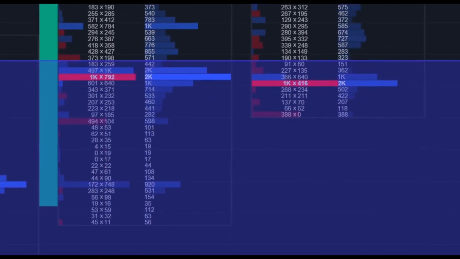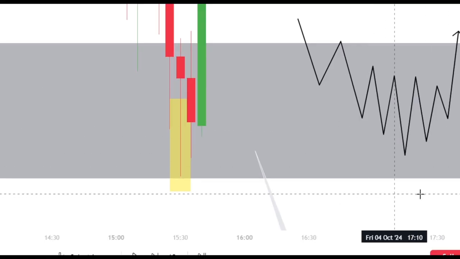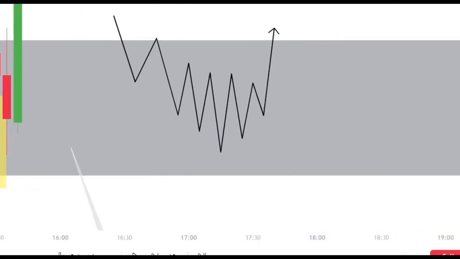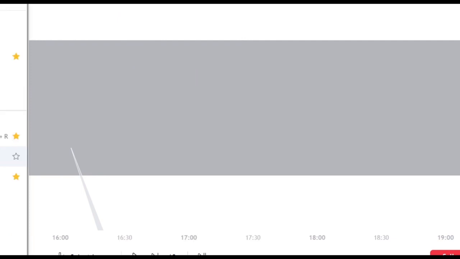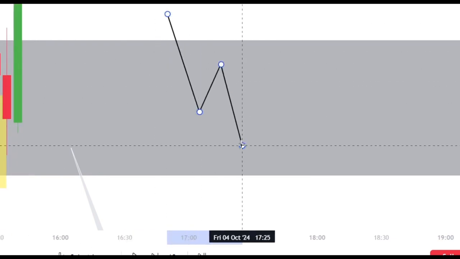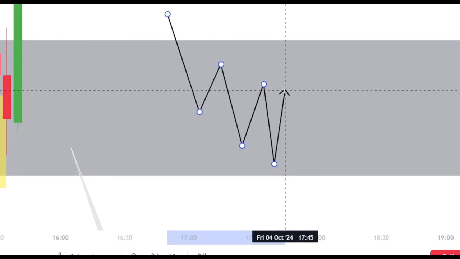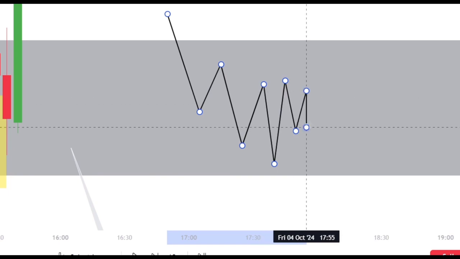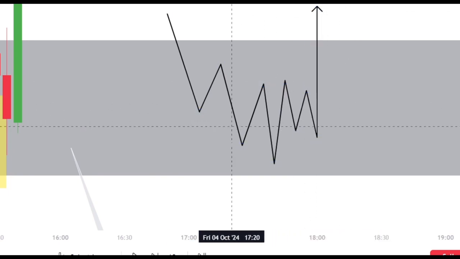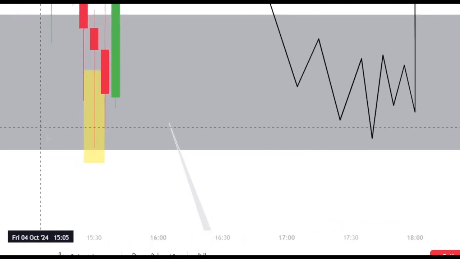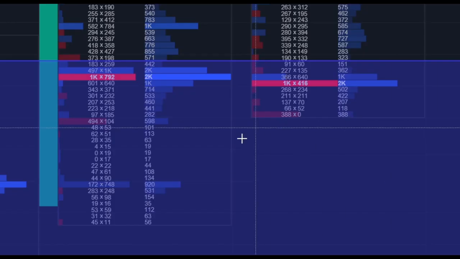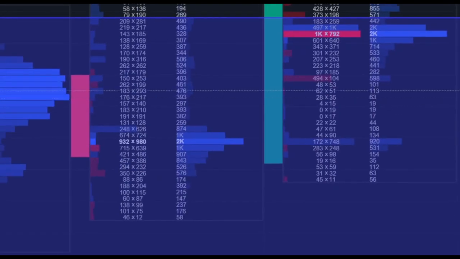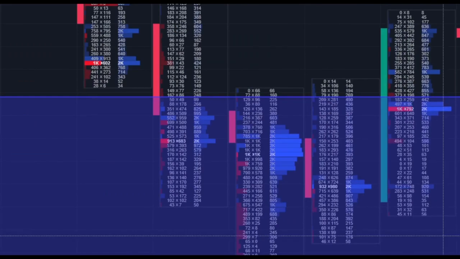So when we see lots of aggressive sellers in this region, but price is not being rewarded, what this tells us is that there are passive buyers sitting here that are absorbing all the sell orders. So here is a case of absorption. This is absorption of aggressive sellers, which then leads to buying in the market.